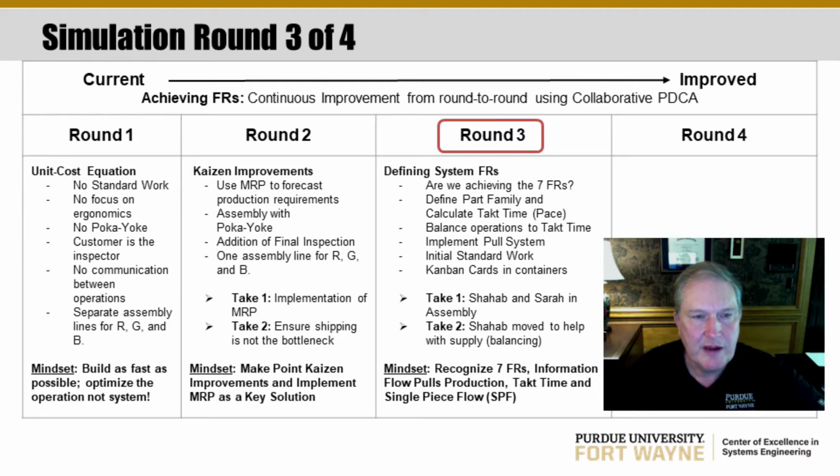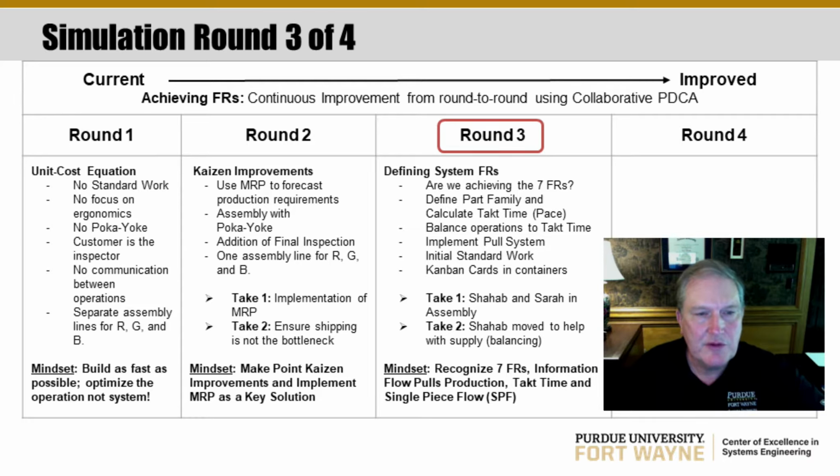And then we will balance operations to takt time. So we will see if an operation cycle time, which is the time per unit, is less than or equal to the takt time, which again is the average pace of customer demand. And then we'll look at how to implement a pull system to provide the communication between operations about what product to produce and when to produce it.